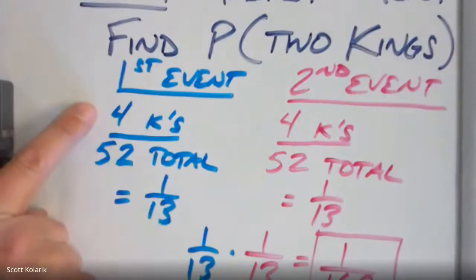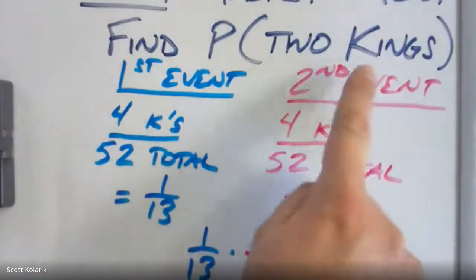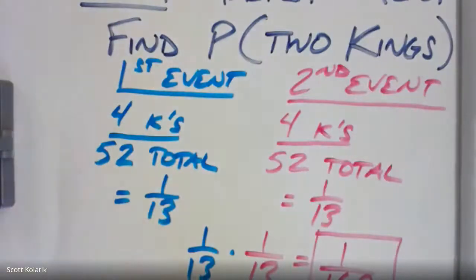But what will change in your case will be the numerator, the number of favorable outcomes. It's going to depend on what you're actually measuring the likelihood of. In this case, it was kings. Be prepared for your final. It may be something else. All right, so that's problem number 16.